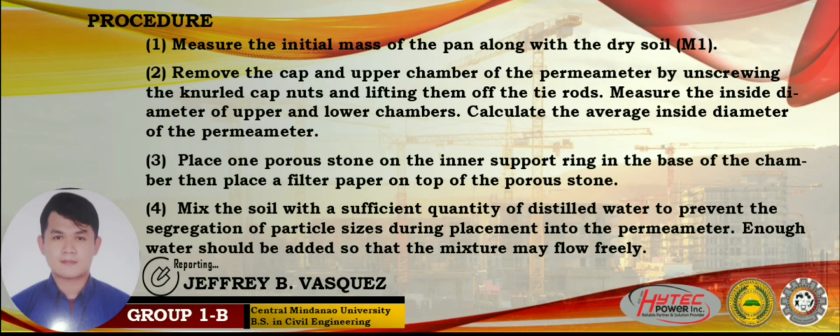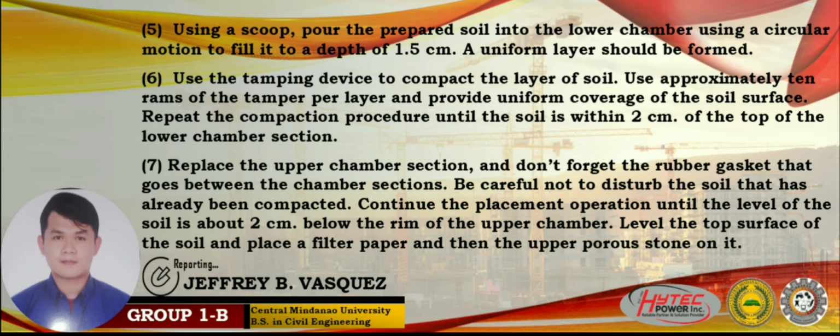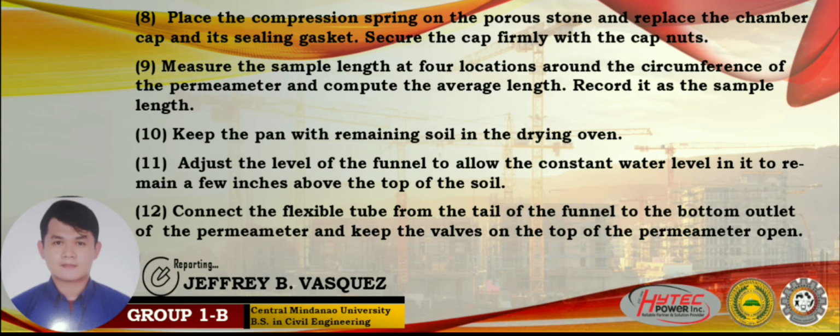The first procedure is to measure the initial mass of the pan along with the dried soil. Then remove the cup and upper chamber of the permeameter. Then place one porous stone on the inner support ring. Then mix the soil with a sufficient quantity of distilled water. Then using a scoop, pour the prepared soil into the lower chamber, and using a tamping device, compact the layer of soil. Replace the upper chamber section and then place the compression spring on the porous stone. Then measure the sample length at 4 locations. After that, keep the pan with remaining soil in the drying oven.